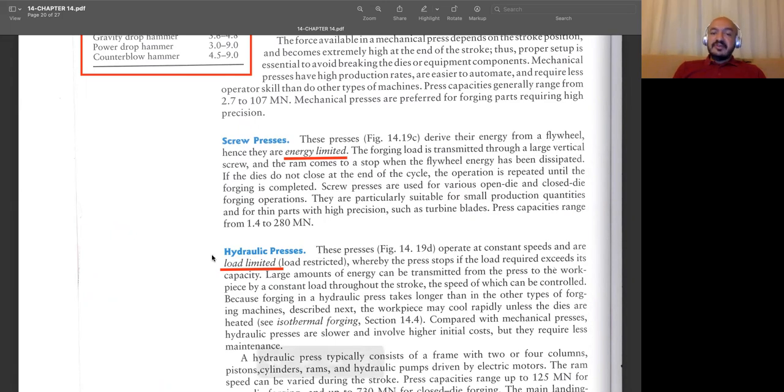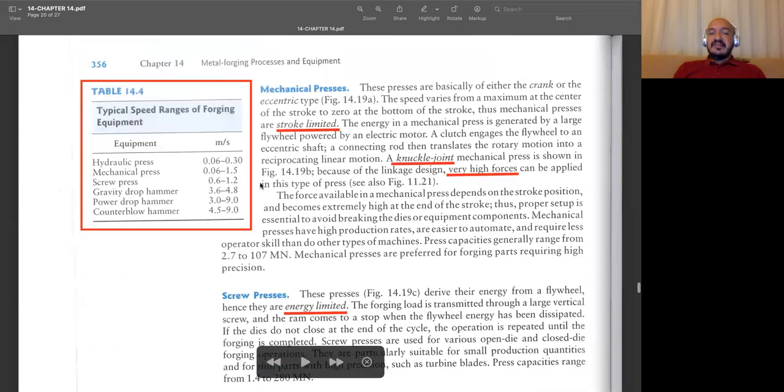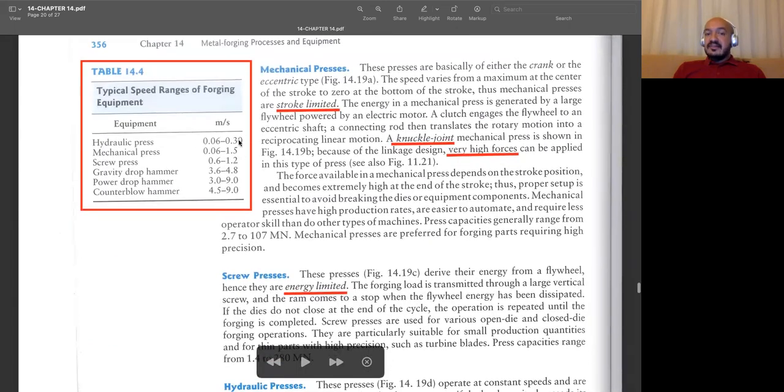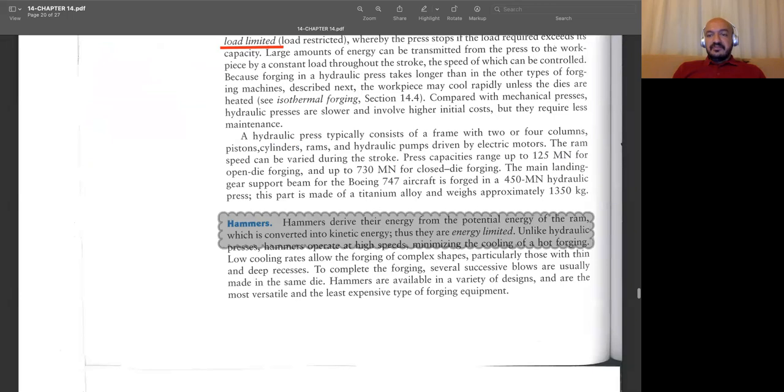But the thing is that obviously it has the highest force among the other presses. But we know that it's the slowest one, so you should be careful about these properties and then decide the right forging machine, forging press for your company.